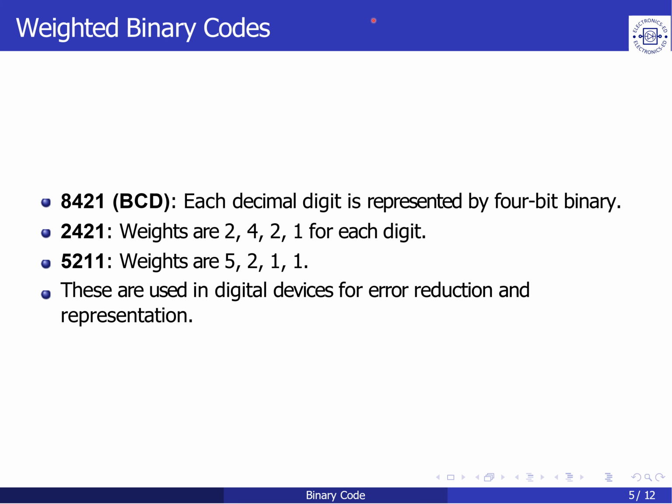Let's look at weighted binary codes in more detail. The most common is the 8421 code, also referred to as binary coded decimal or BCD. Here, each decimal digit is represented by a 4-bit binary number. The weights are 8, 4, 2, and 1 for each bit, just like the name suggests. Another example is the 2421 code, where the weights for the 4 bits are 2, 4, 2, and 1. There's also the 5211 code, which uses weights of 5, 2, 1, and 1. These weighted codes are important in digital devices for reducing errors and ensuring an accurate representation of numbers.